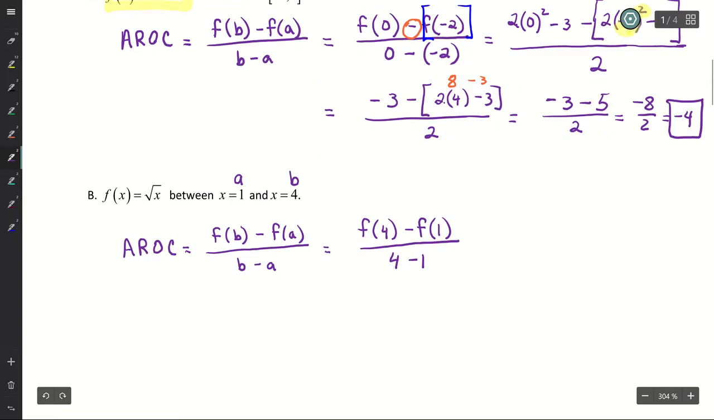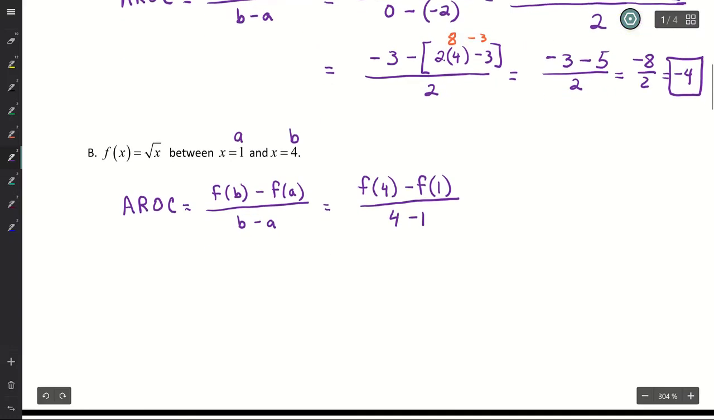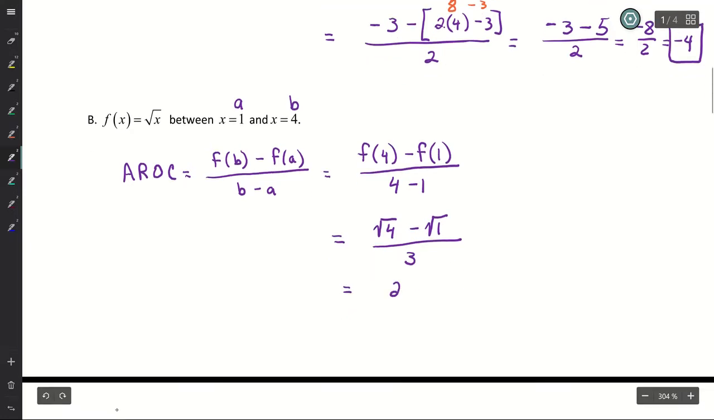Now we use our function and actually plug in. Our function is square root of x. So f evaluated at 4 would be the square root of 4, minus f evaluated at 1, which is square root of 1. And then 4 minus 1 on the bottom is 3. Square root of 4 is 2, square root of 1 is just 1, all over 3. 2 minus 1 is 1, so this will be 1 over 3 as my average rate of change.